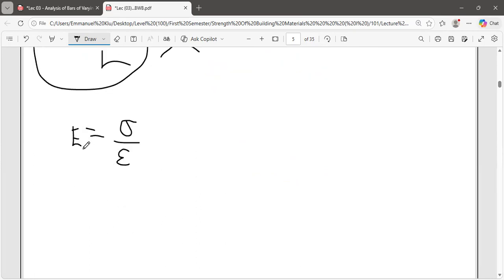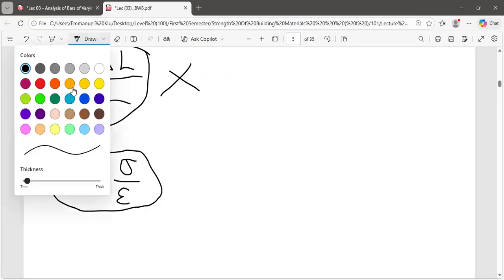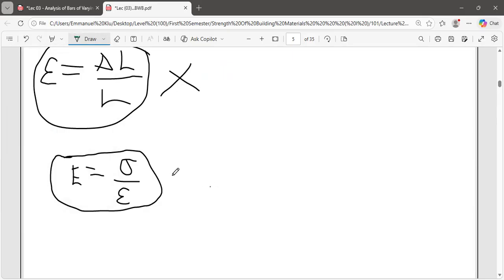But also we know that the stress over strain can also be expressed in a more simple form. So this over here that we are seeing can also be expressed in this form. So I'm going to just put that down. And this is the same as what? E is equal to what? The stress can be written as load over area. Load over the area.